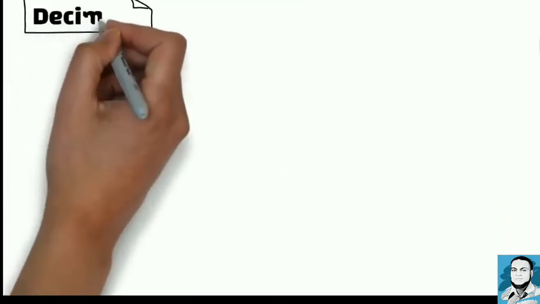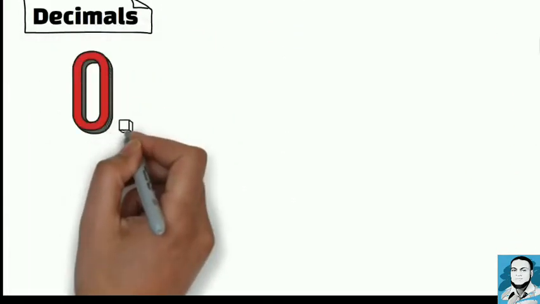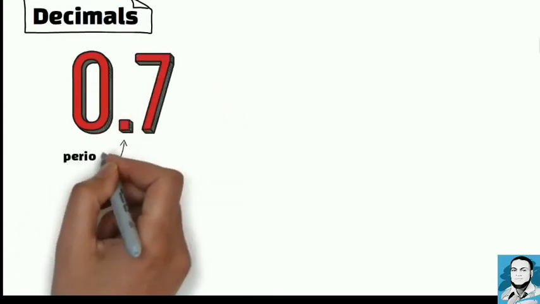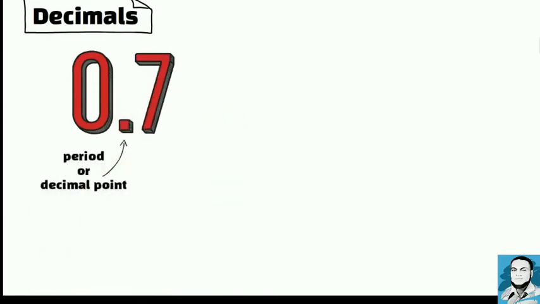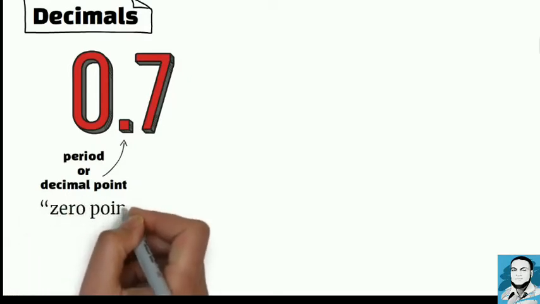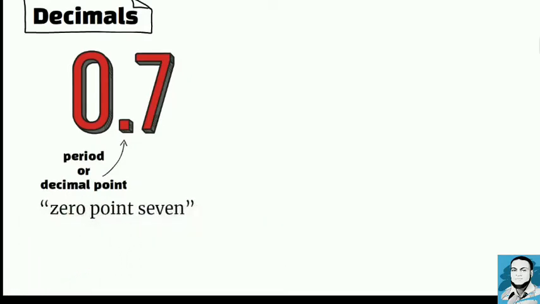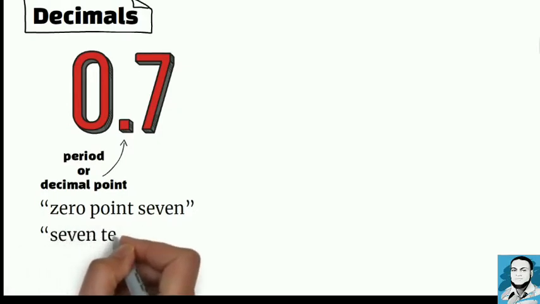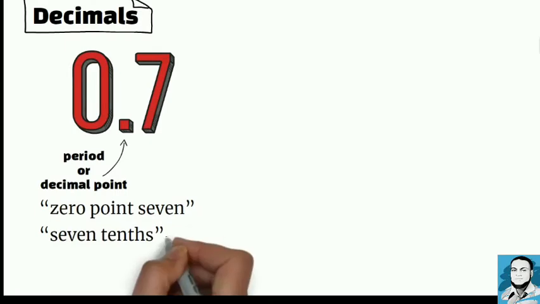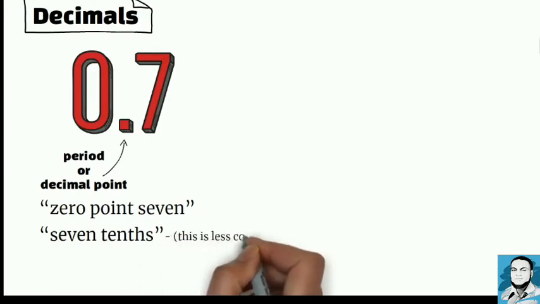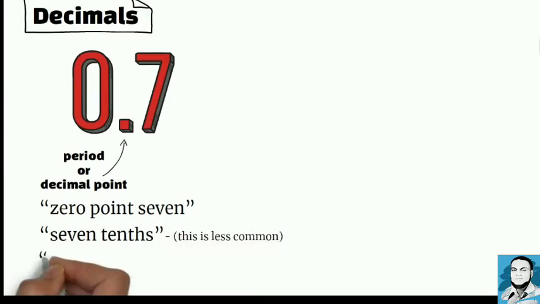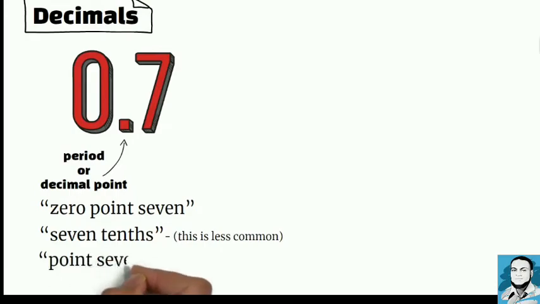Let's now move on to decimals. The dot in the middle is the period or the decimal point. This is how we read it. 0.7. Or we could read it as we read fractions. 7/10. Although this is less common. Sometimes the 0 is omitted and we say 0.7.